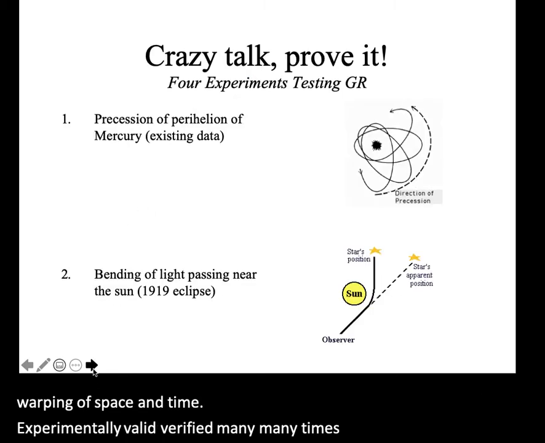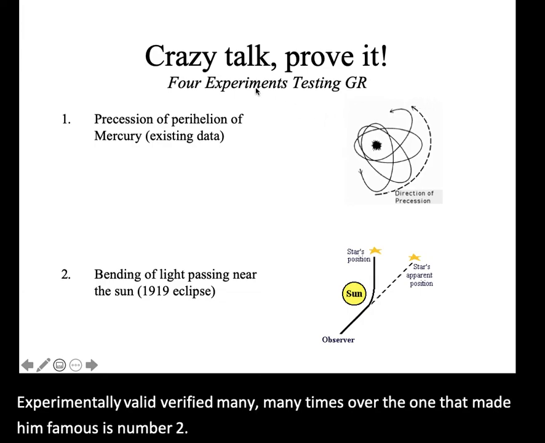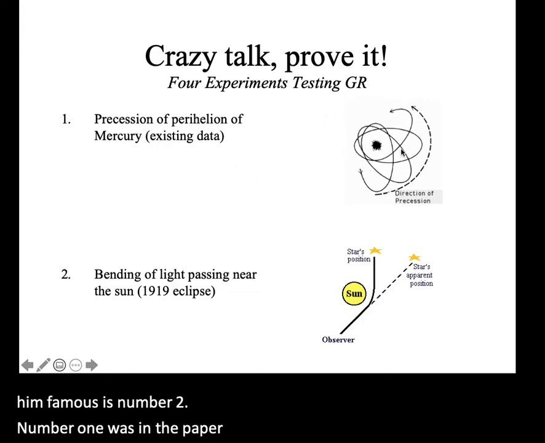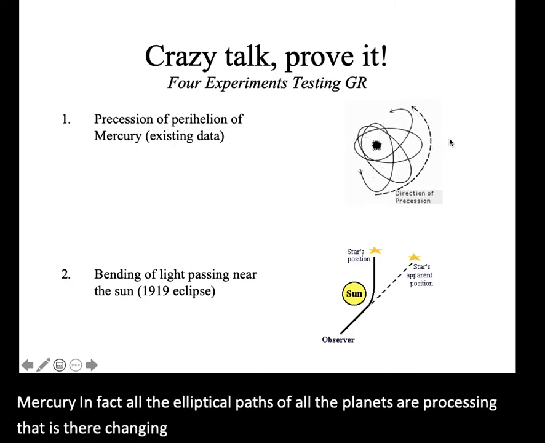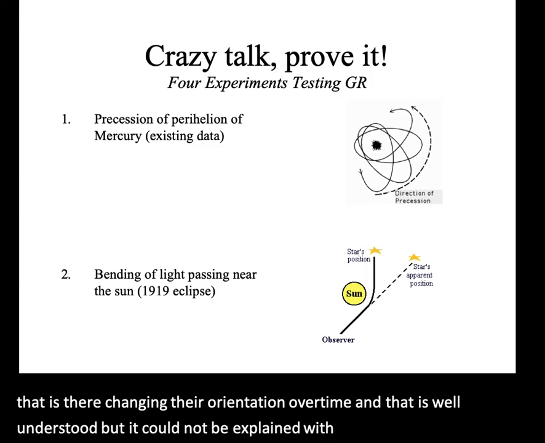The one that made him famous is number 2. Number 1 was in the paper. There was the elliptical path of Mercury. In fact, all the elliptical paths of all the planets are precessing. That is, they're changing their orientation over time, and that is well understood. But it could not be explained with Newtonian gravity for the planet Mercury.